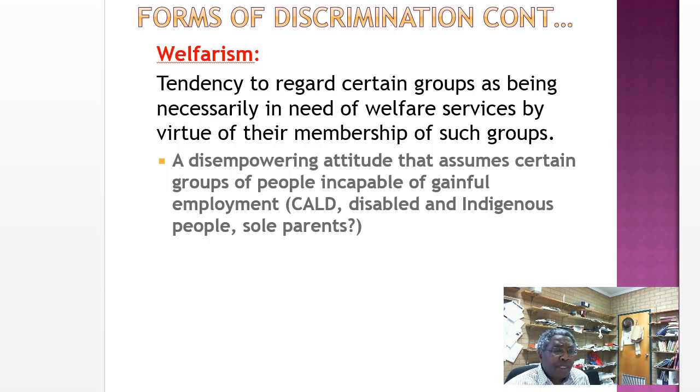Welfareism is a tendency to regard certain groups of people as in need of welfare by virtue of being members of a certain group, say like single moms. It's a disempowering attitude because it doesn't allow people to be individuals. Different individuals have different needs and different abilities. So just because somebody is a coward or a disabled person, an indigenous person or a sole parent, does not necessarily mean that they are on welfare or need welfare.